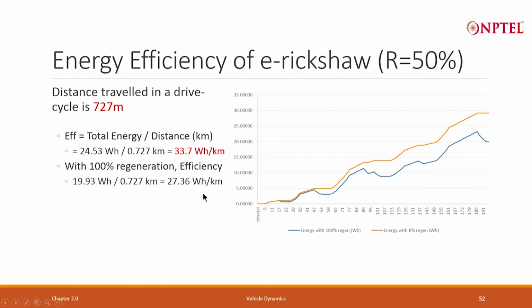Energy efficiency is 27 with 100% regeneration efficiency, 33 with 50% regeneration efficiency, and without regeneration it is 40. This is what an e-rickshaw consumes. Remember, it is a slow moving vehicle. So, in some sense it is different, it is a slow moving vehicle, and that is what happens.